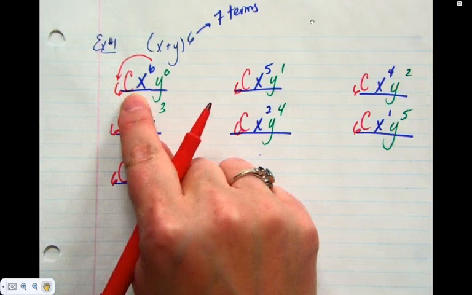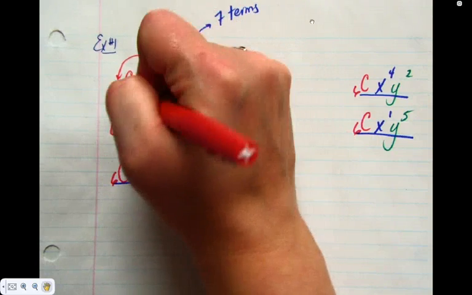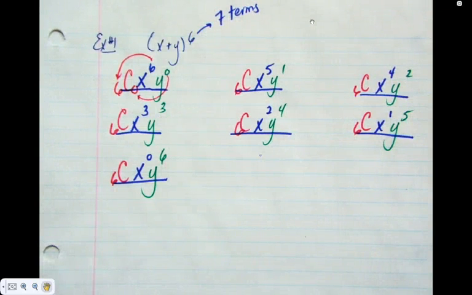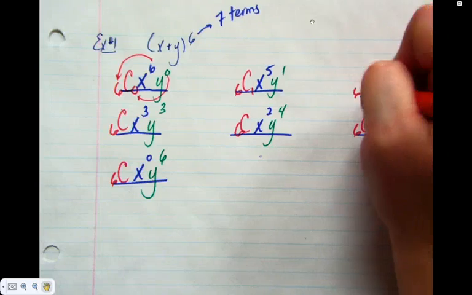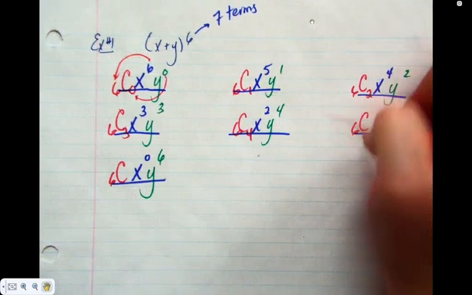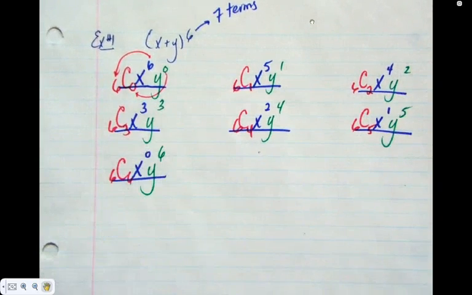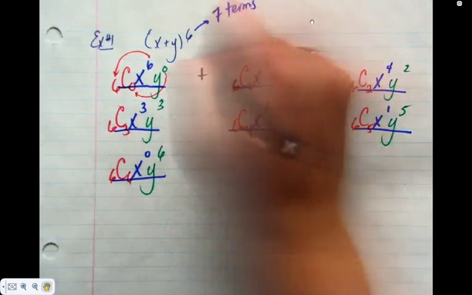The r always starts with 0 and goes up to n. So it's the same as the exponent on the y in the first term. And it always increases, so 1, 2, 3, 4, 5, 6. And then you can use plus signs in here.